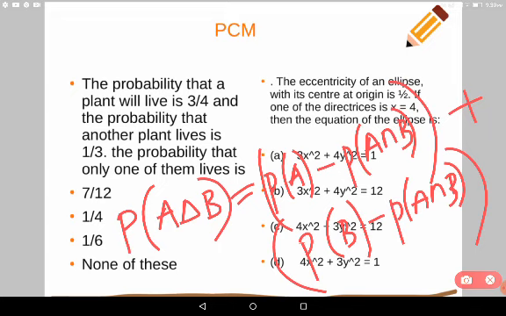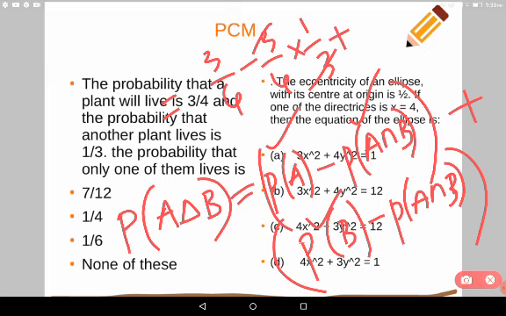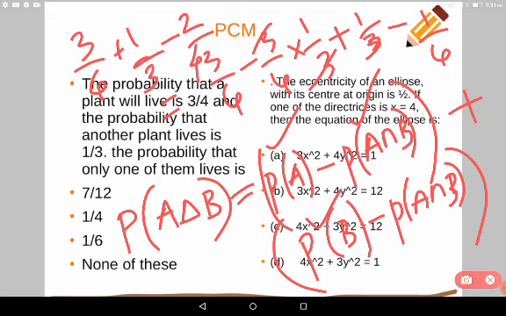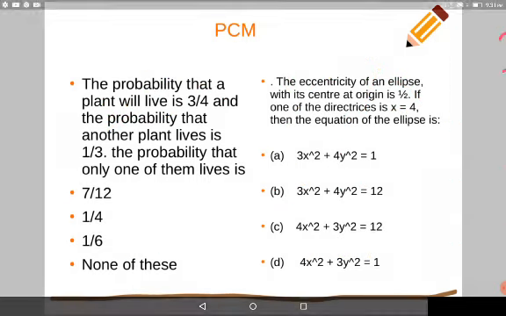You can check this. P of A is 3 by 4, P of B is 1 by 3, and P of A intersection B will be P of A into P of B. So we can find this answer as 3 by 4 minus 3 by 4 into 1 by 3 plus 1 by 3 minus 1 by 4, right? So we will get 3 by 4 plus 1 by 3 minus 2 by 4. And you can calculate it and reach your answer. I am not giving it. Okay?